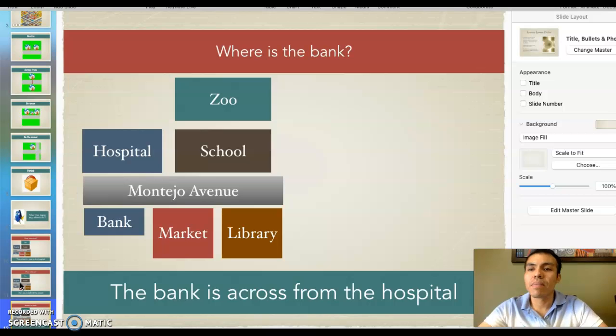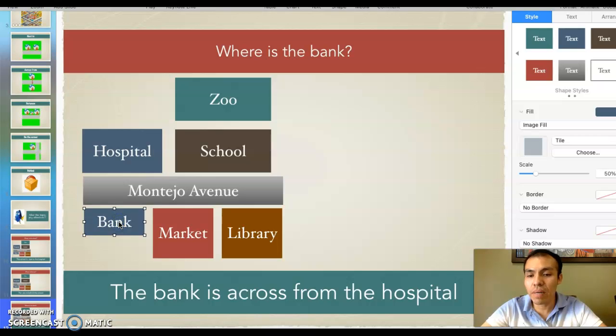Number 3. Where is the bank? Observe. Bank in color blue here. And again, number 1, the bank. Number 2 is. Number 3, the preposition. The preposition is across from. Across from what? Number 4, the hospital. Where is the bank? The bank is across from the hospital.